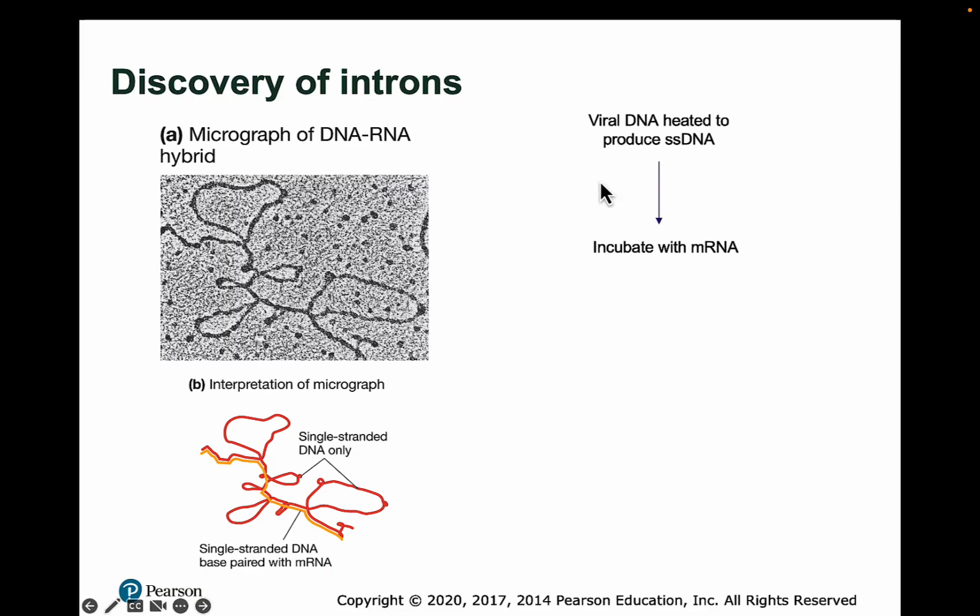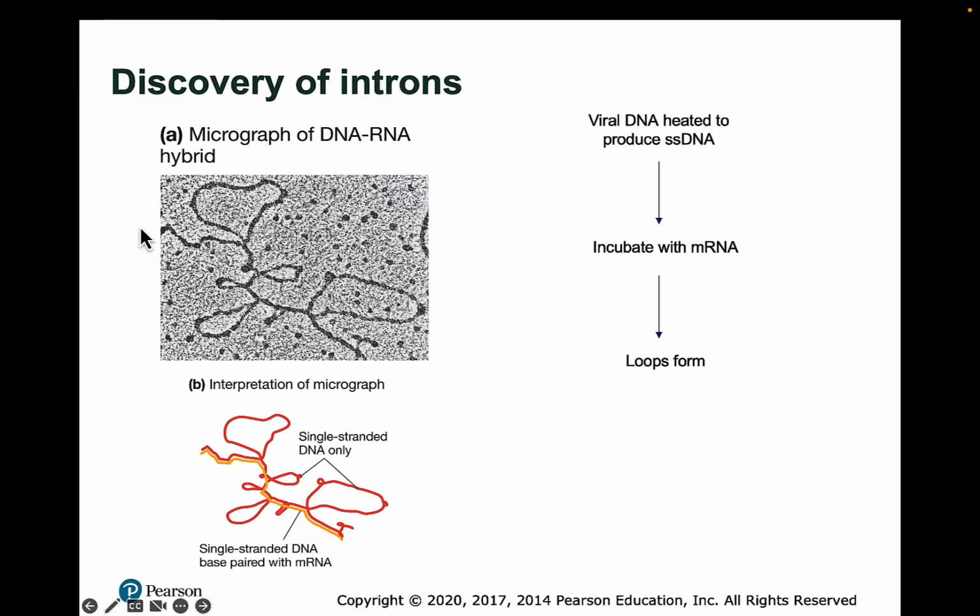So there was a great experiment done early on where they took viral DNA and they heated it so that the hydrogen bonds between the base pairs separated, like they would in a PCR reaction, and this produced single-stranded DNA. The scientists then incubated this single-stranded DNA with mRNA. And they thought that they would polymerize one-to-one, because in the process of transcription, DNA is just being copied into RNA.